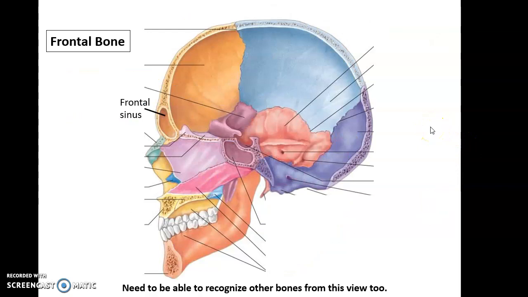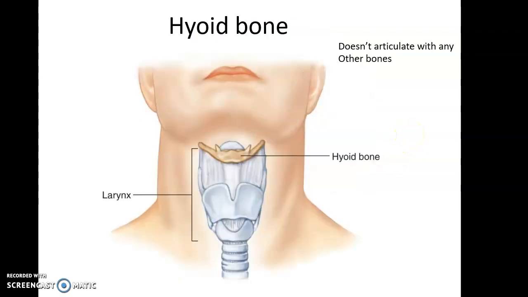Here is a mid-sagittal section of the skull. Here is the frontal bone. You can see there's a space within the frontal bone called the frontal sinus. There's also a space in the sphenoid bone called the sphenoidal sinus. Ethmoid bone, ethmoidal sinus. Maxillary bones have their own sinuses.